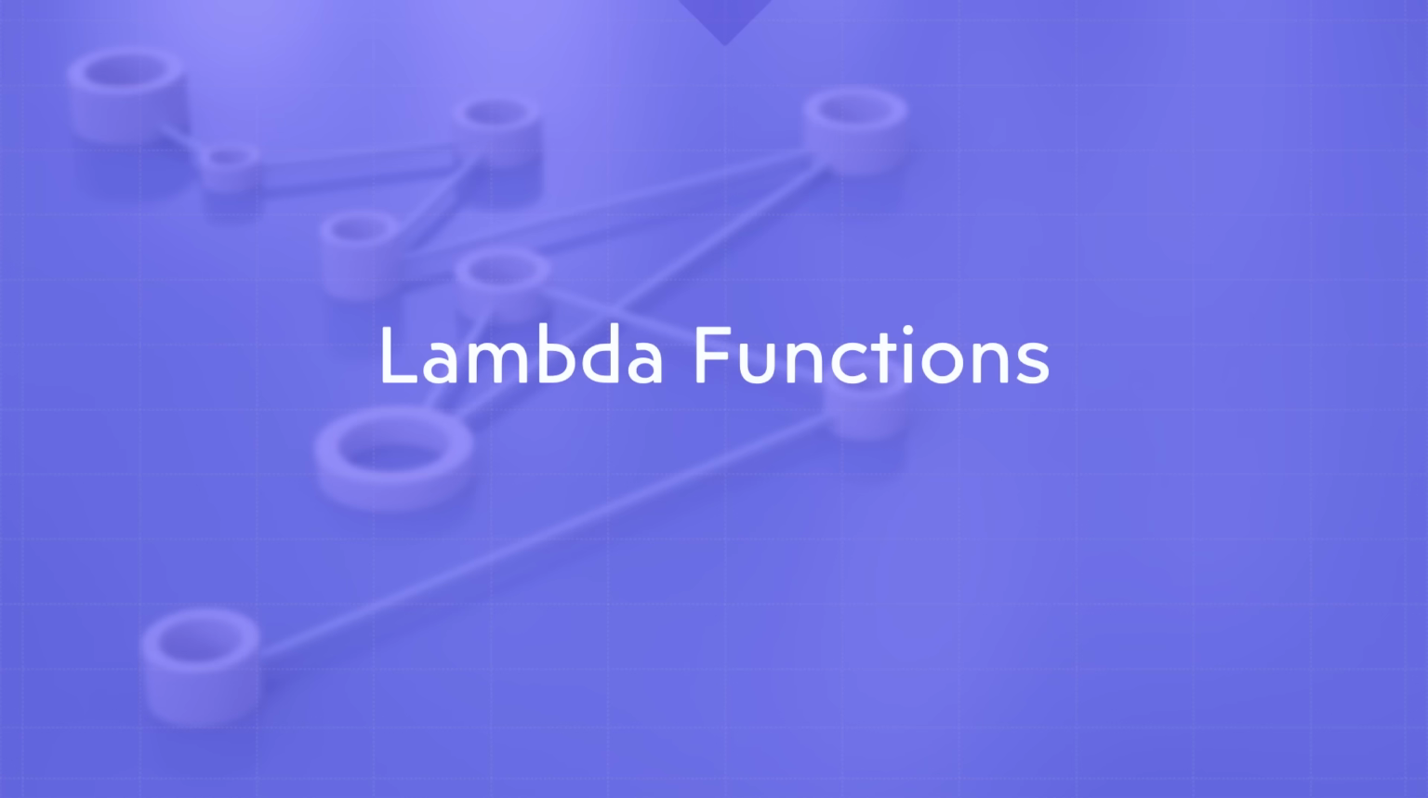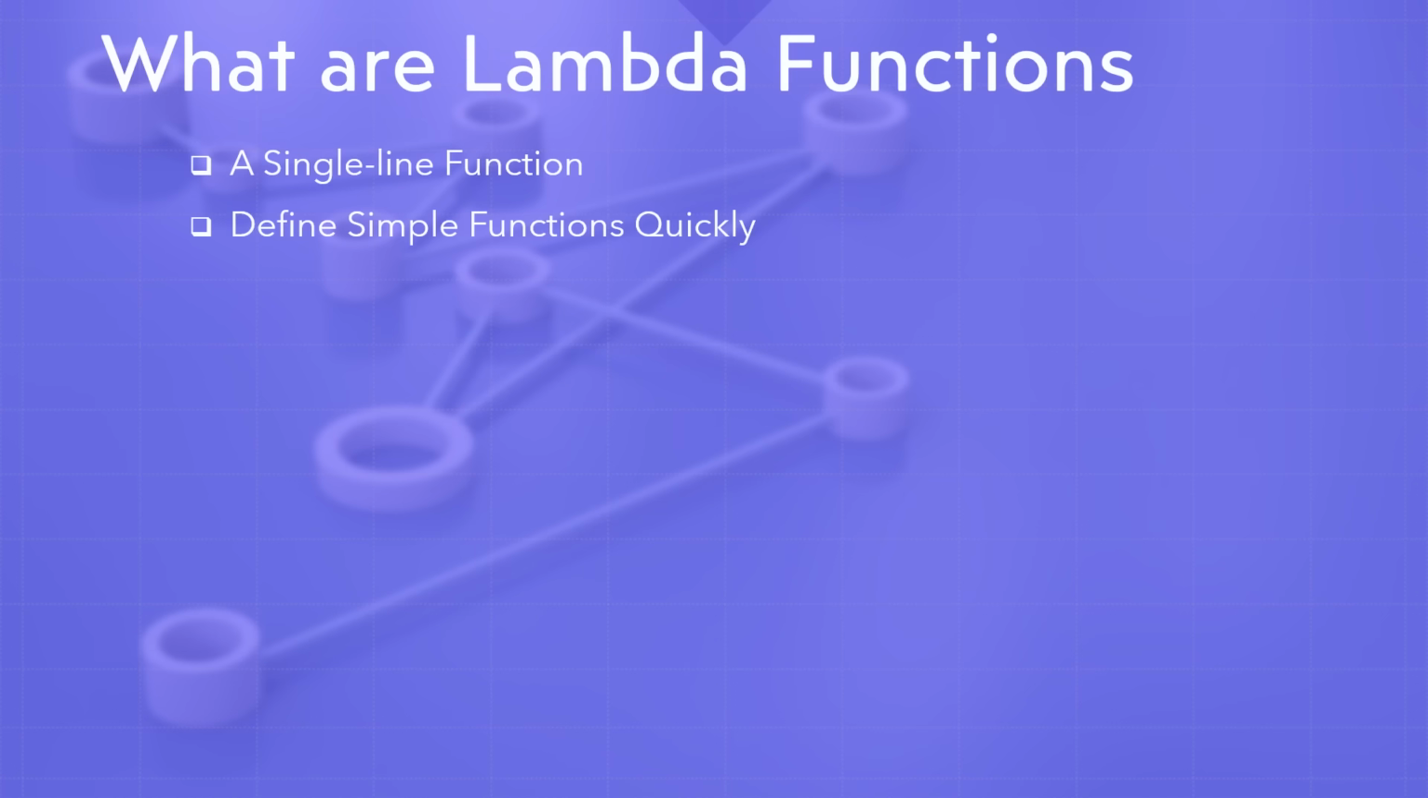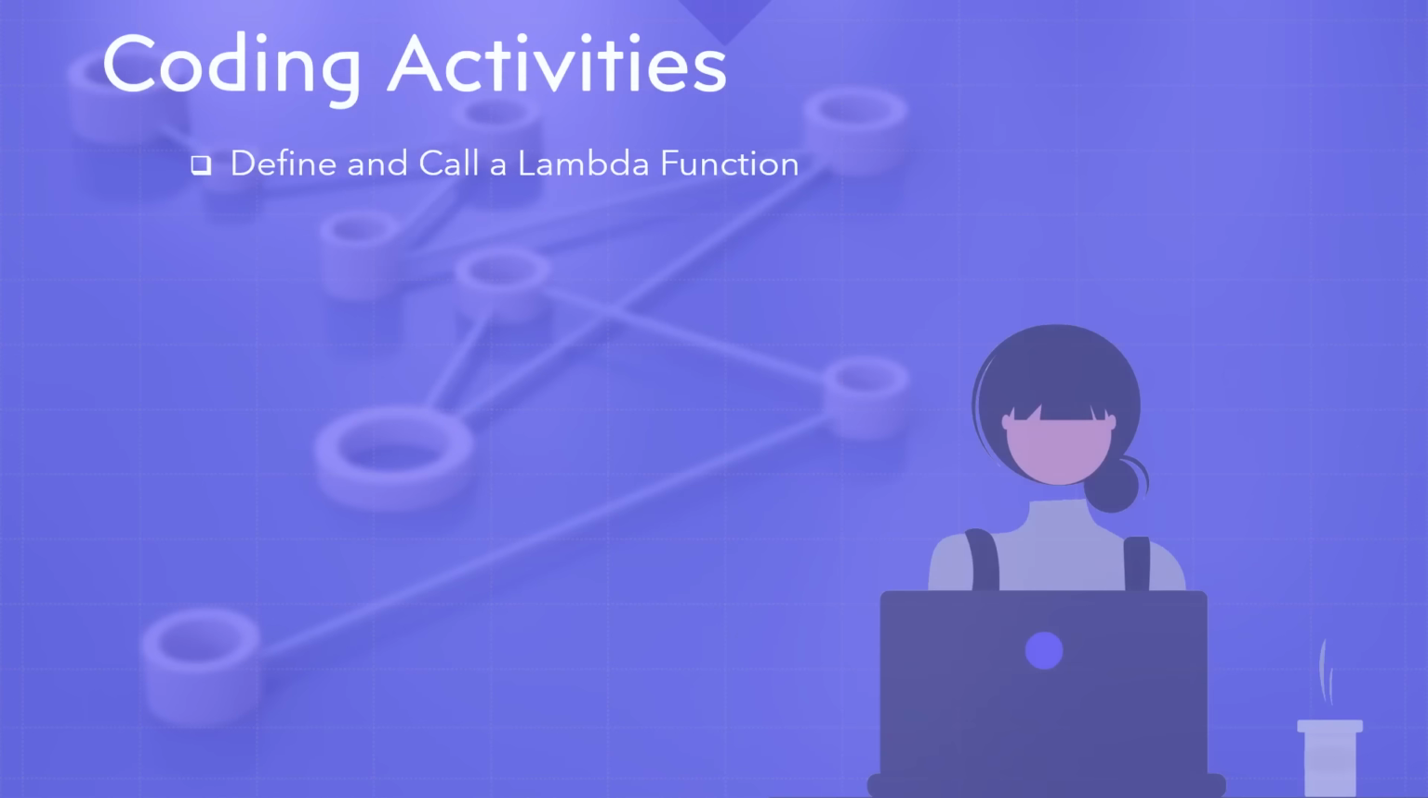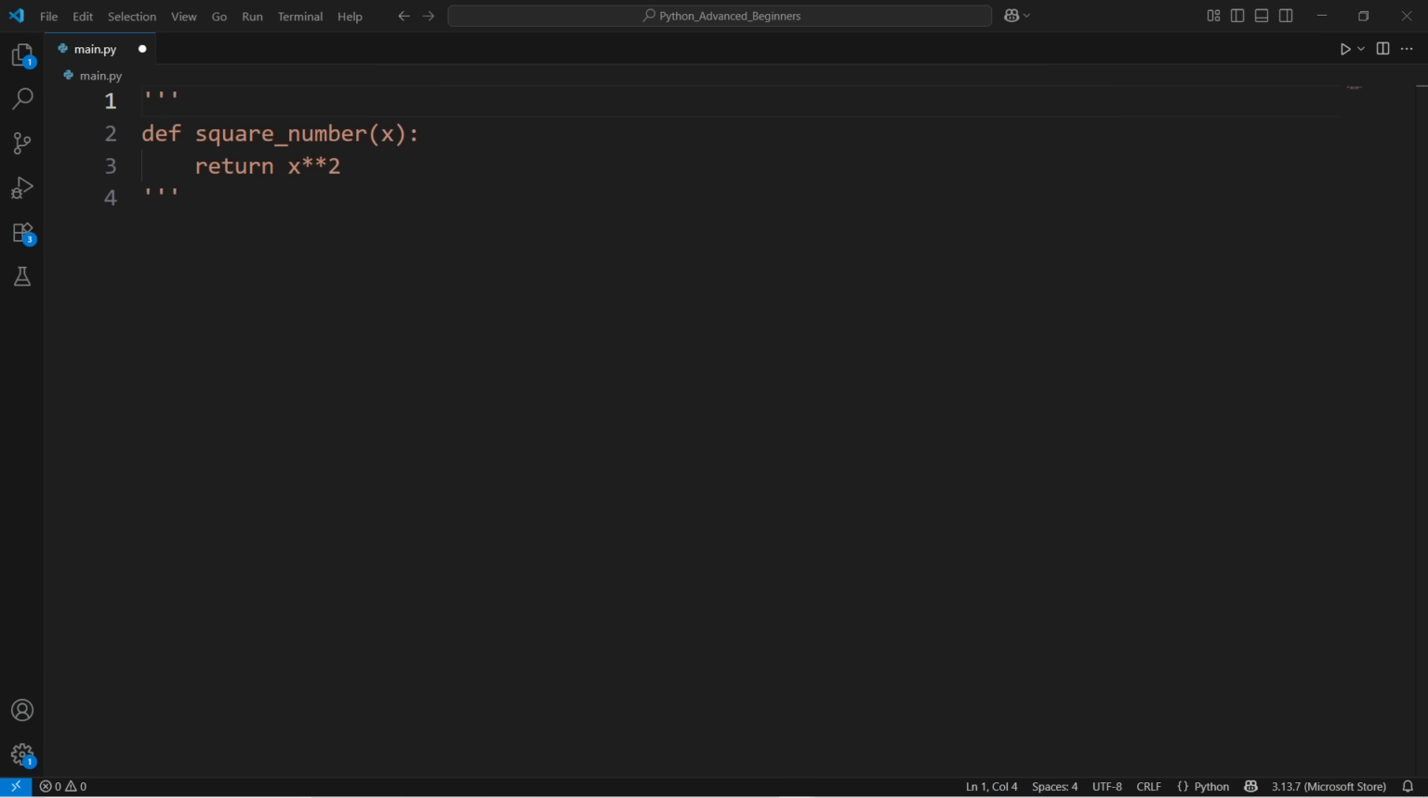Our next topic is Lambda functions. A Lambda function is a single line function that lets you define functions quickly. In this coding activity, we will define and call a Lambda function. In this coding activity, we will define a Lambda function that raises a number to a power.